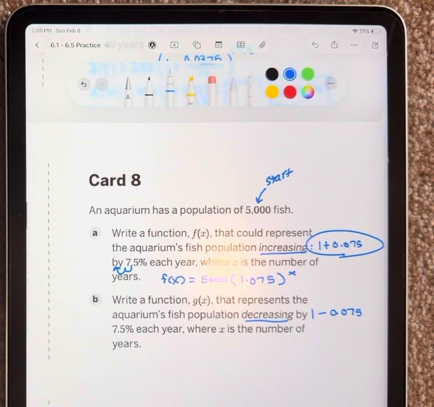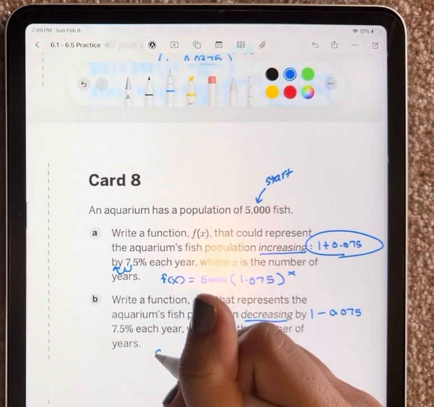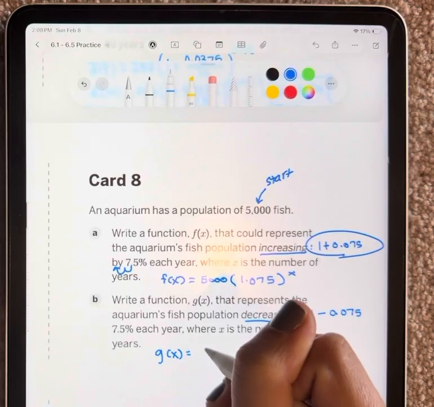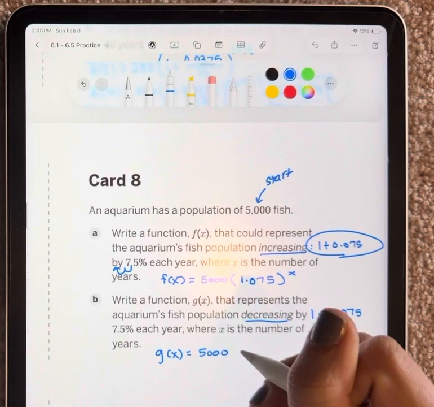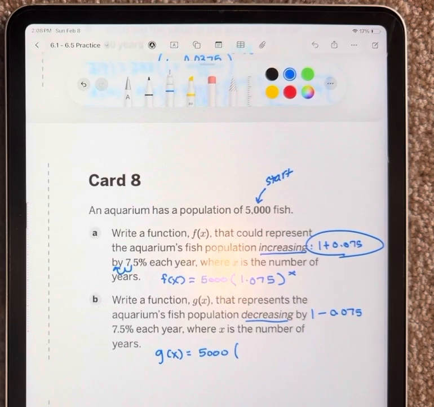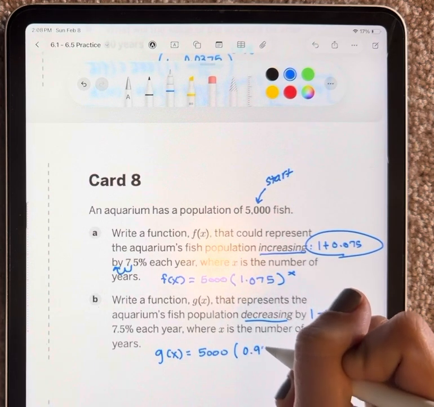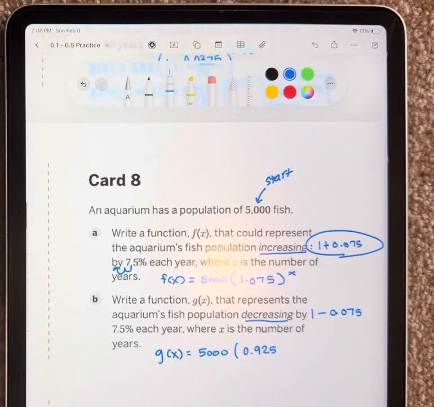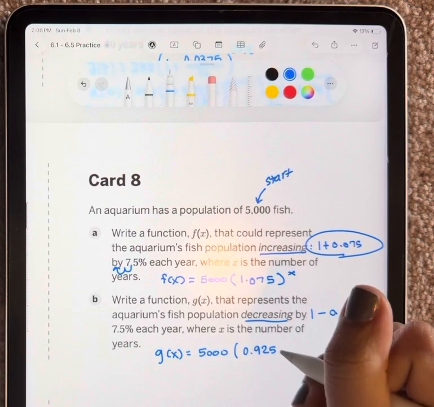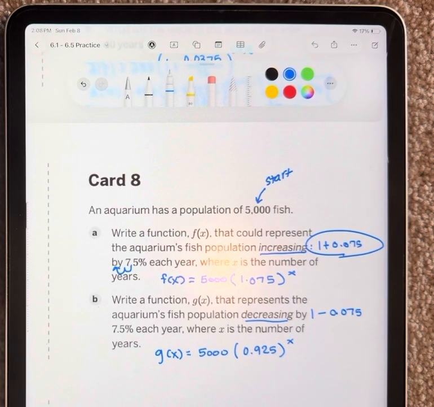And that's it. So we write g of x equals that same starting amount, but now it is 1 minus the 7.5%. All right, so it's 92.5% to the x. That's it. All right, when it's increase, 1 plus the percentage. When it's decrease, 1 minus the percentage.